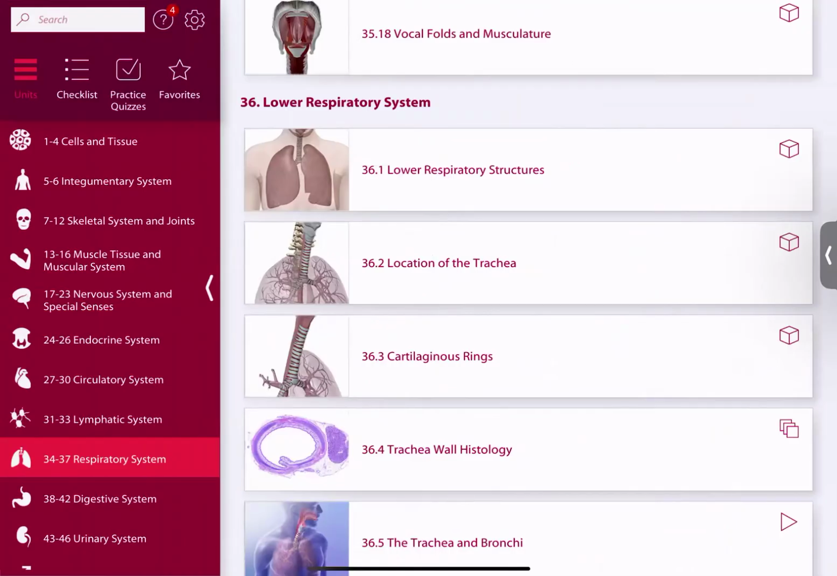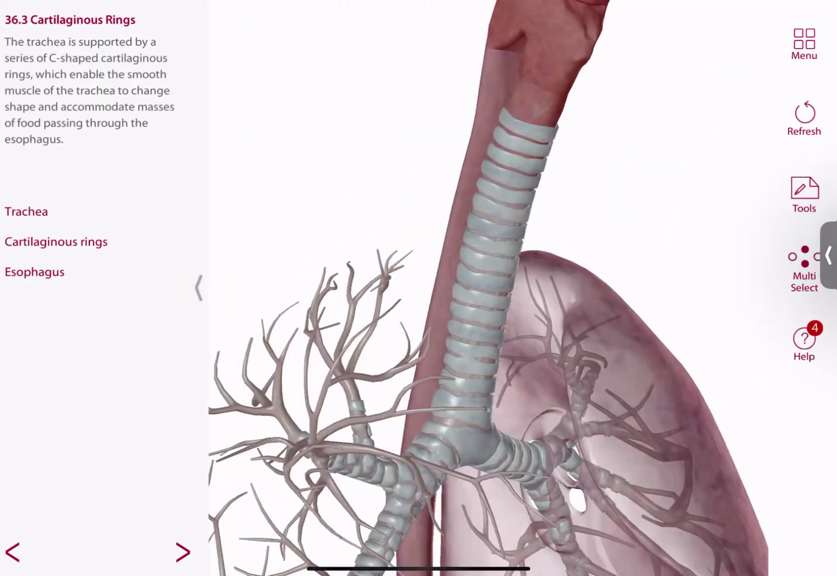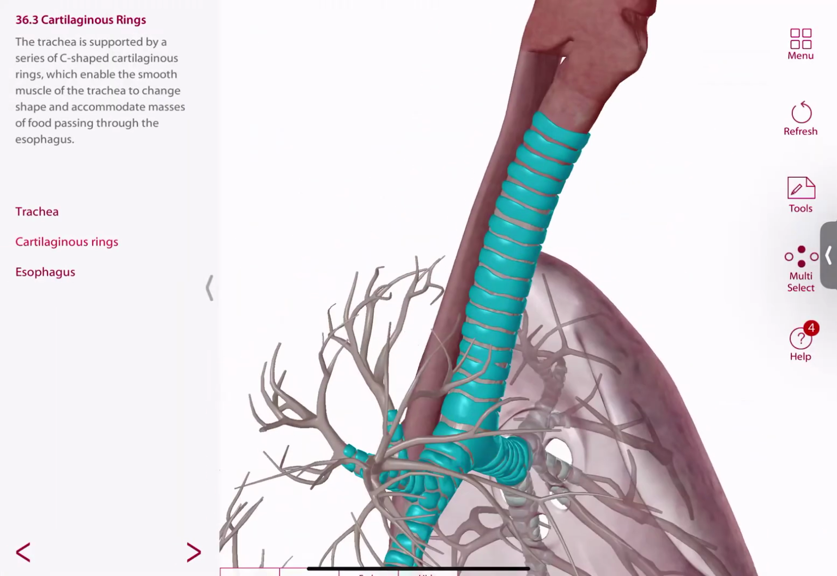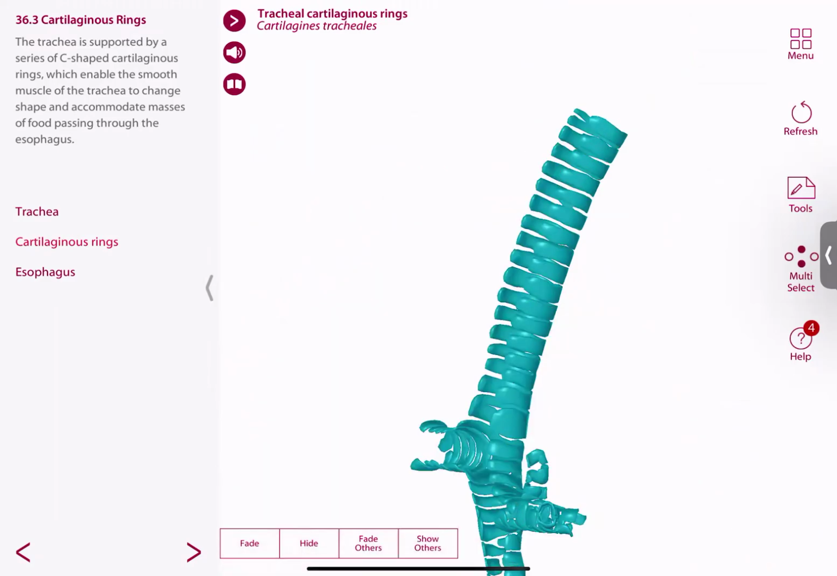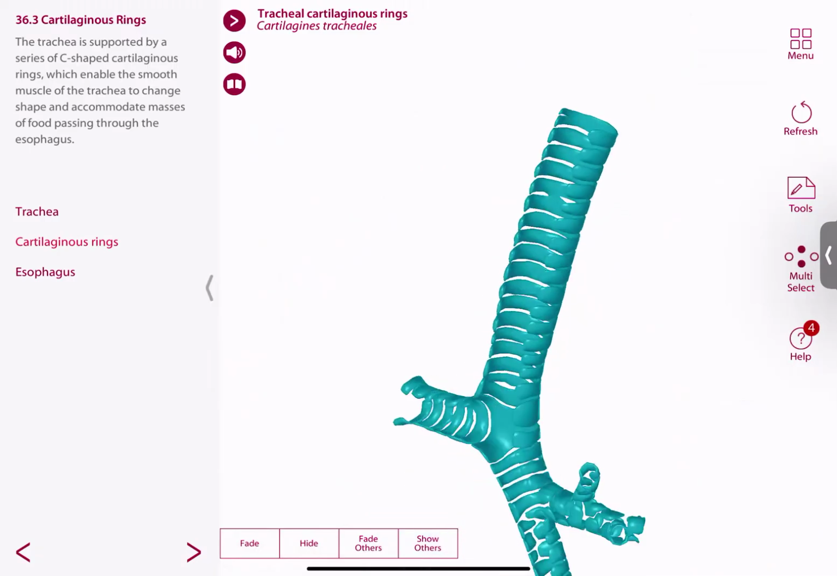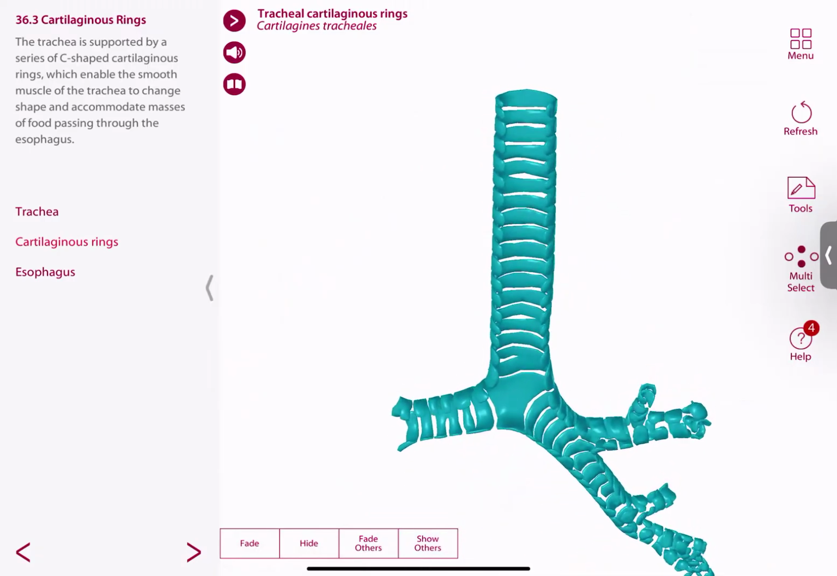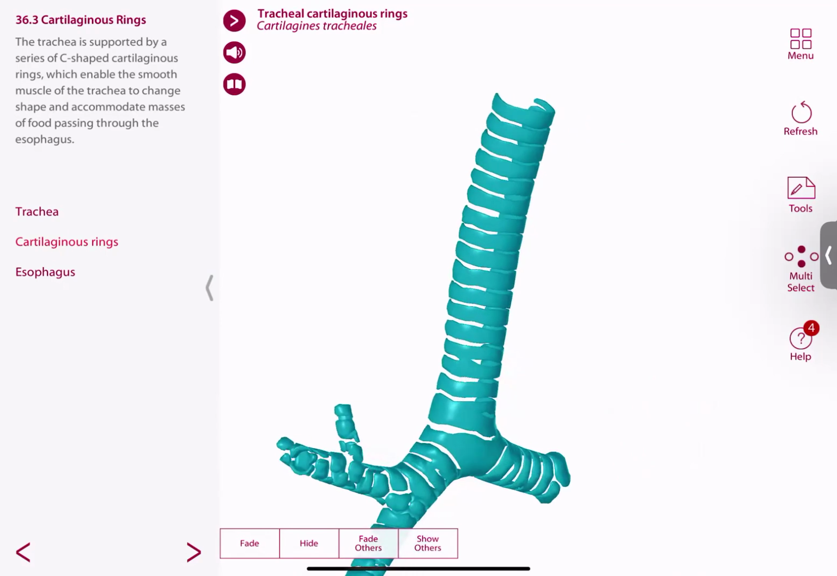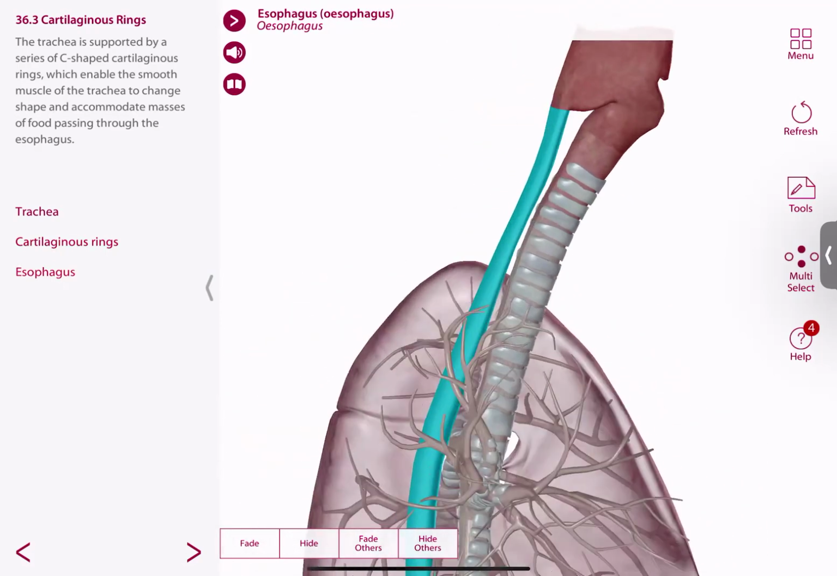So let us have a look at that structure further. Before we move on to that, looking at the cartilage rings. So all these are the C-shaped cartilage rings. If I isolate them, you can see they are only supporting the trachea from the front side. They are not a complete ring. The reason is that from the posterior side, to support the trachea, the vertebral column is sufficient. Also, you can see the esophagus lying behind the trachea.